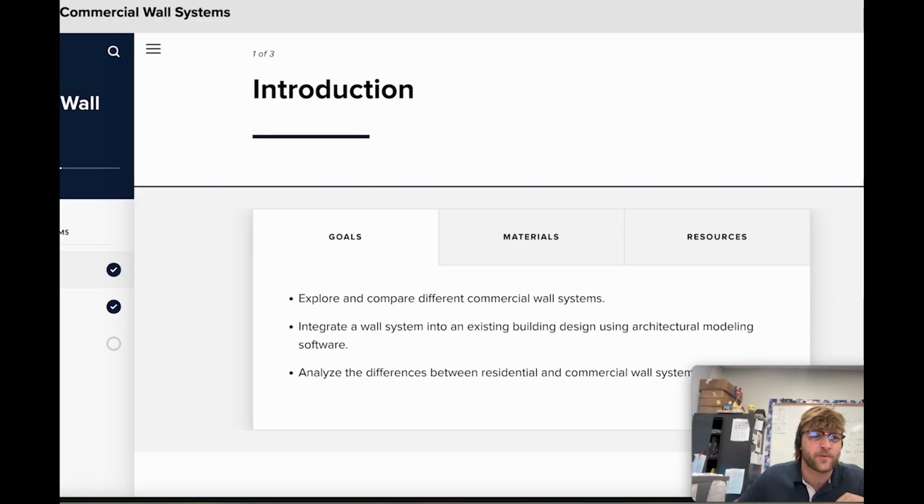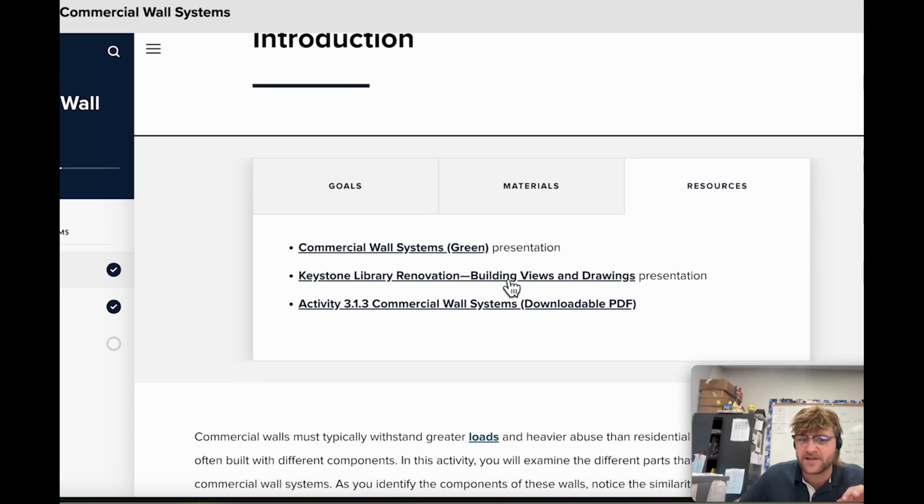This is activity 313. And so we're going to be talking about commercial wall systems in this activity. Some tips for you all. Highly suggest make sure that you're always checking out these resources. Make sure that you download this presentation as well. We are going to go through this in class, but it's good to have that to reference. There's also the commercial wall systems green presentation as well that you want to download.